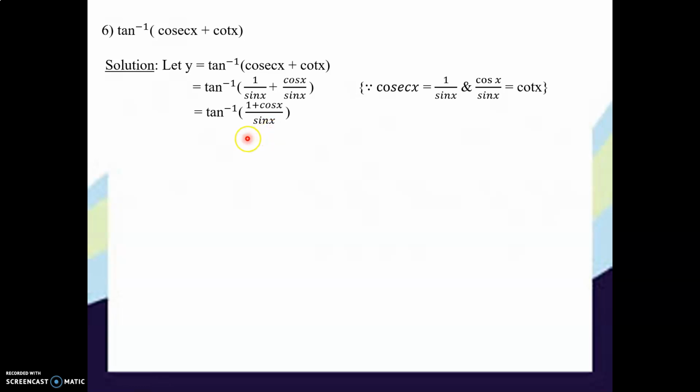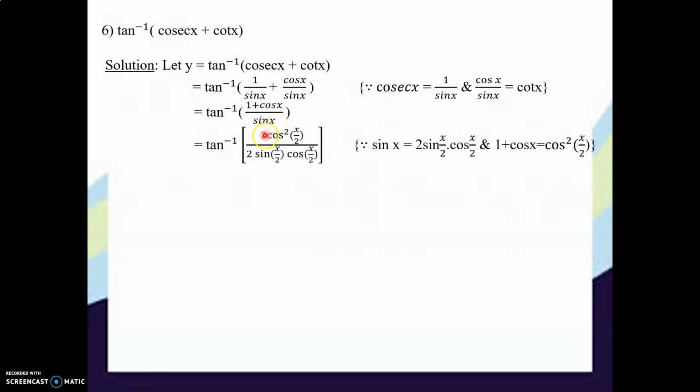Here again we are using the half angle formula for sin x and 1 plus cos x. So the numerator will become 2 cos square x upon 2 and the denominator will become 2 sin x upon 2 into cos x upon 2. One cos x upon 2 cancels from numerator and denominator. 2 also cancels. So we'll get tan inverse of cos x upon 2 upon sin x upon 2. So that is tan inverse of cot x upon 2.